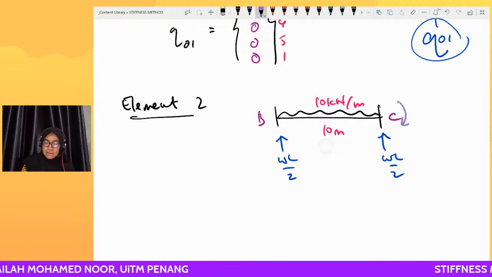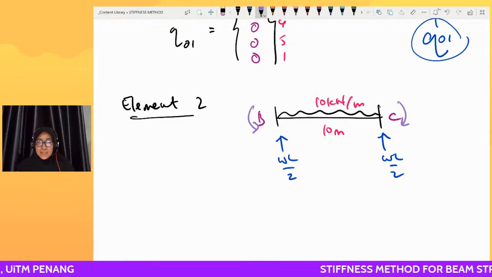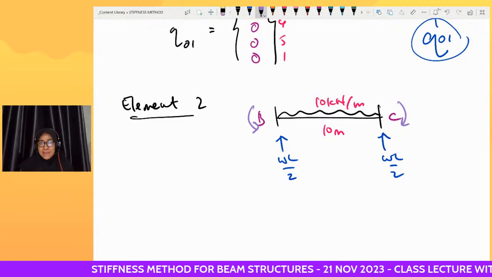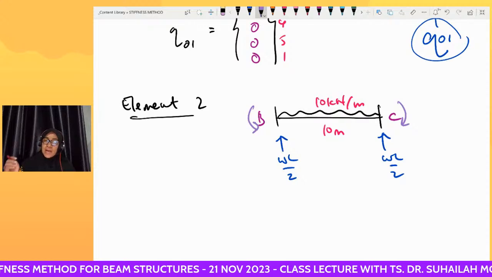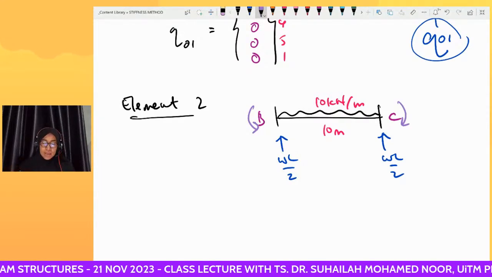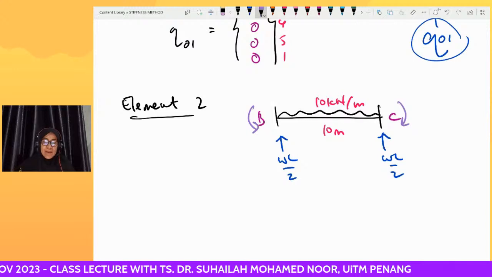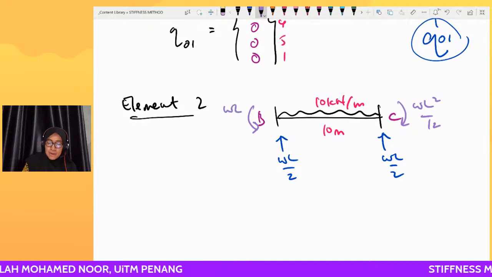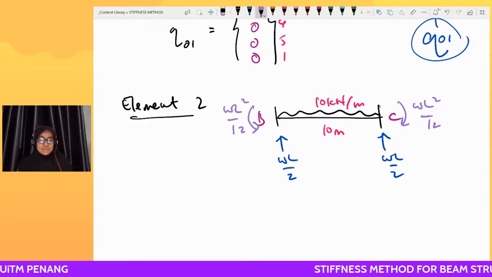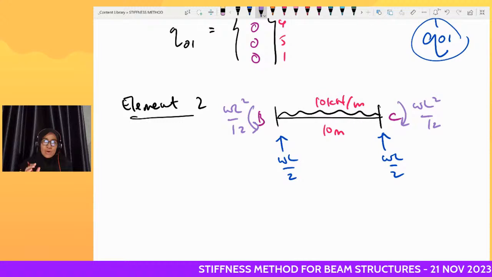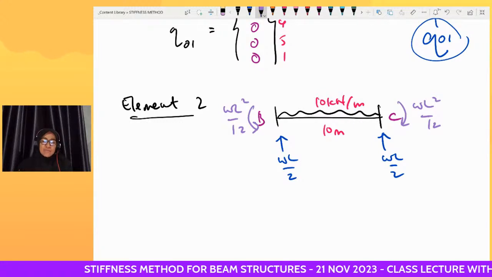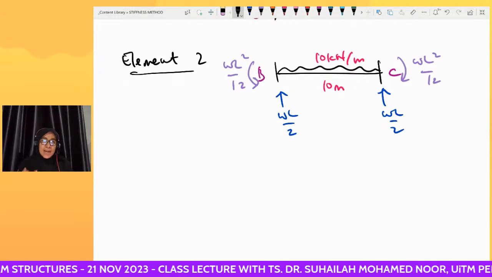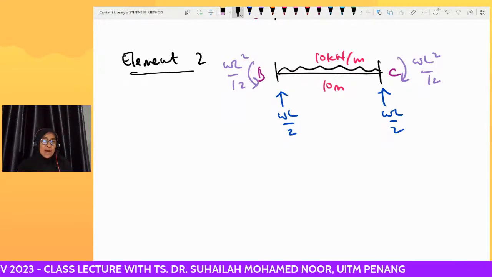And for the moment acting like this: fixed end moment at B is counterclockwise, fixed end moment at C is clockwise. That is the behavior. And the formula is WL squared over 12 and WL squared over 12. So this is based on the formula given. What we need to do next is draw the diagram and the DOF labels.